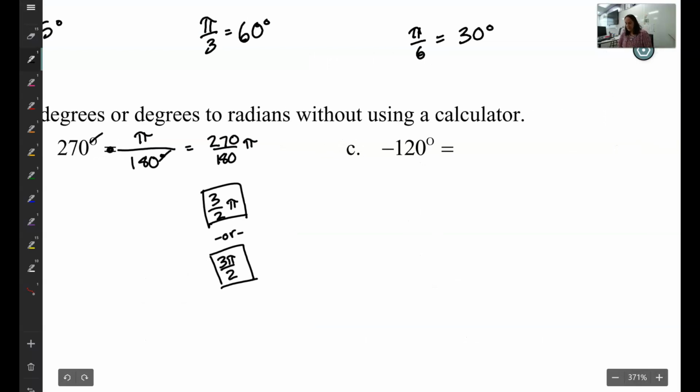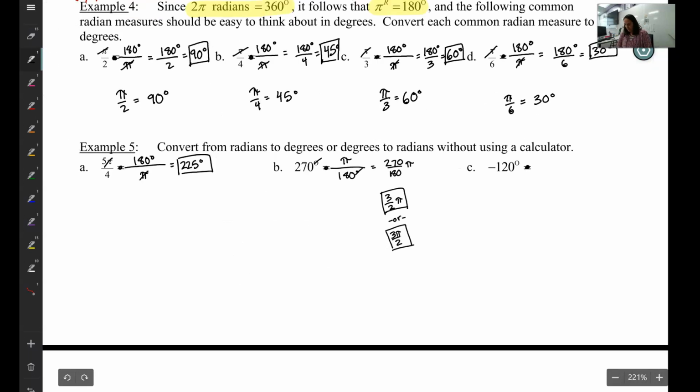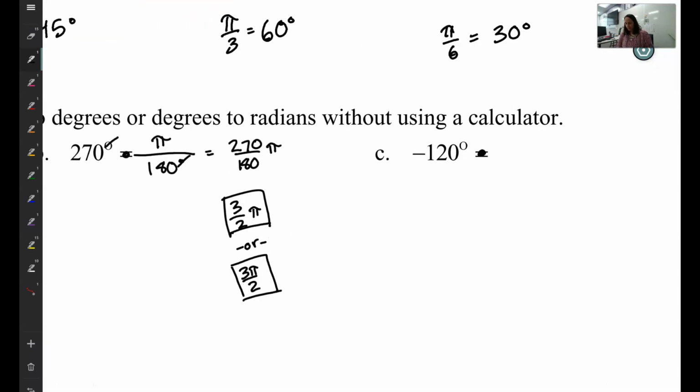This one, same process, but it's negative. Make sure I'm doing this right. Yep. By the way, quick review. Do you remember what negative means? Negative just changes the direction. So if I'm going counterclockwise for my angle, that's positive. If I'm going clockwise for my angle, that's negative. So negative 120 degrees is just 120 degrees in the clockwise direction instead of counterclockwise.